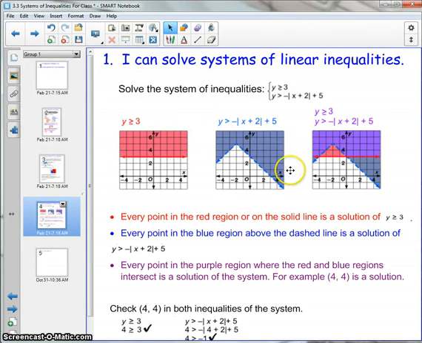So if you combine the two on the graph, then you have this purple region representing our solution for both inequalities. It's our solution for the system of inequalities that we have.